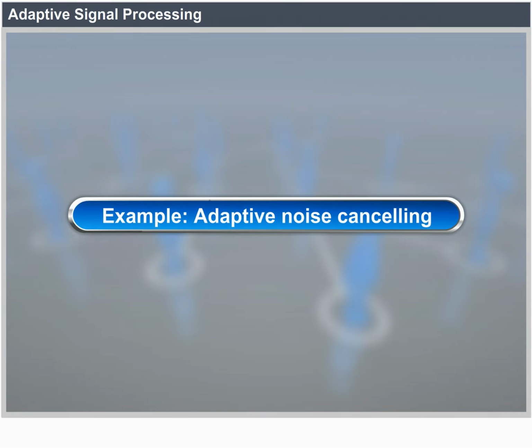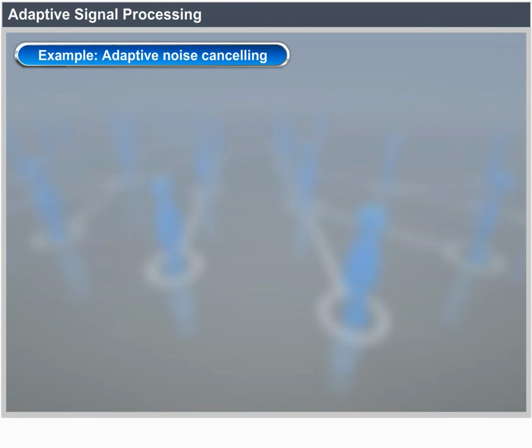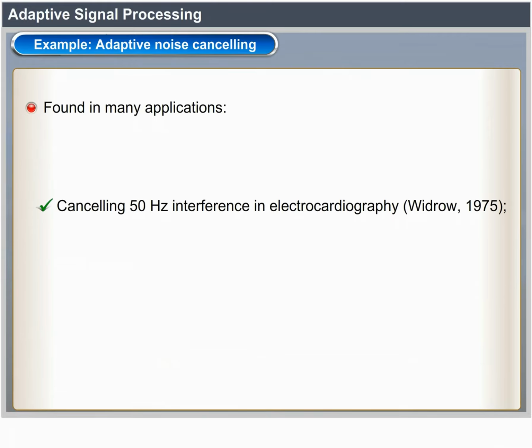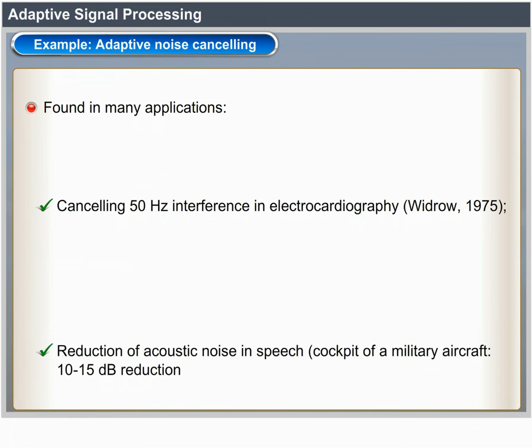Example: adaptive noise cancelling is found in many applications, such as cancelling 50 Hz interference in electrocardiography (Widrow, 1975), and reduction of acoustic noise in speech, such as in the cockpit of a military aircraft, with a 10 to 15 dB reduction.